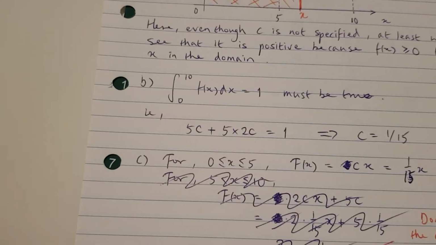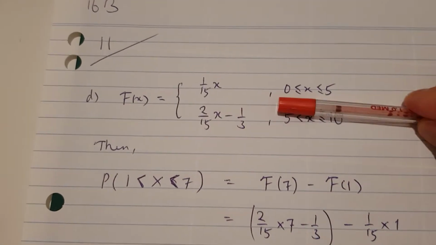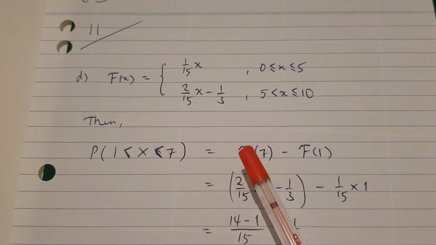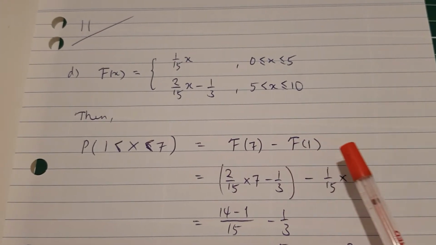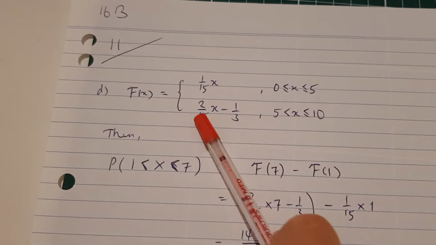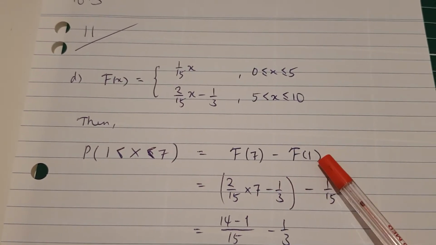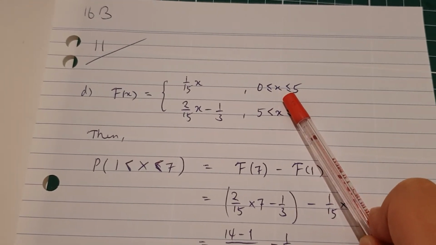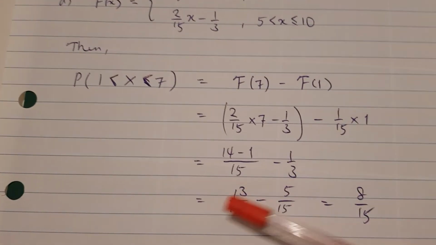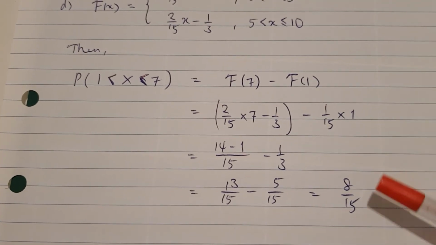Okay, so now moving on to the last part of the question. So we now have this complete CDF, and now evaluating this, that's just going to be big F of 7 take away big F of 1. So 7 lies in the second domain, so you're going to have to use that piece for the evaluation, and 1 lies in the first domain, so you're going to have to use the first piece of the function. So that's that one, evaluating this. So the probability between 1 and 7 is going to be 8 on 15.